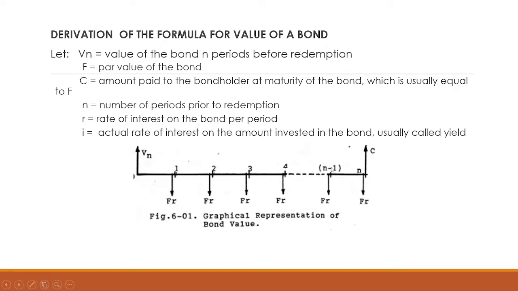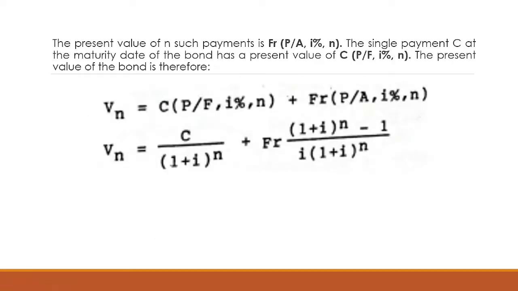So, this is the graphical representation of bond value. The present value of n such payments is FR times P over A, I, N. And the single payment C at the maturity date of the bond has a present value of C times P over F, I, N. The present value of the bond is therefore Vn equals C times P over F, I, N plus FR times P over A, I, N.